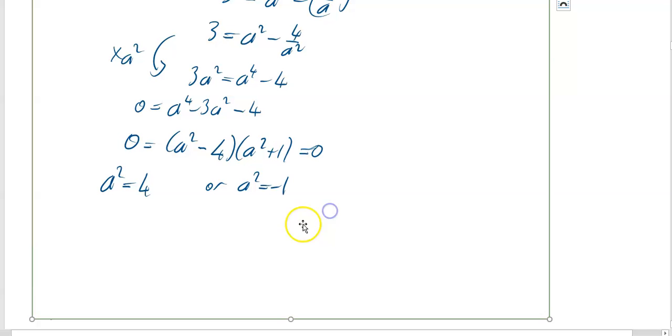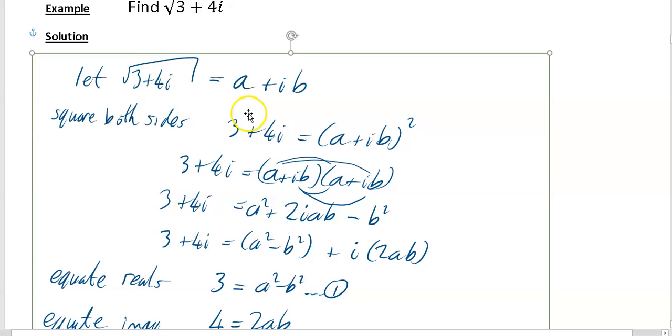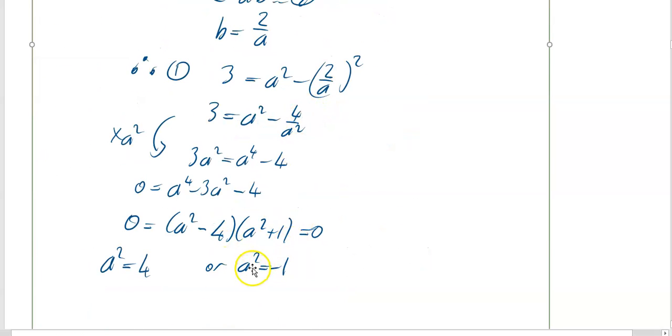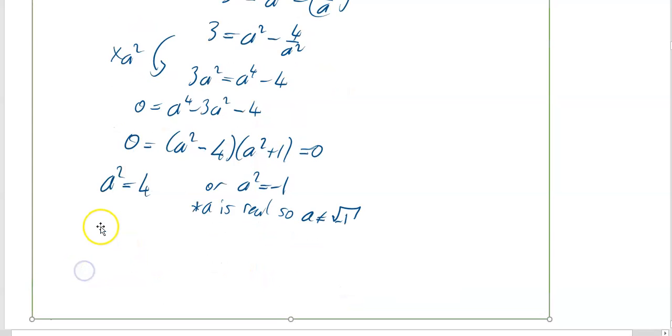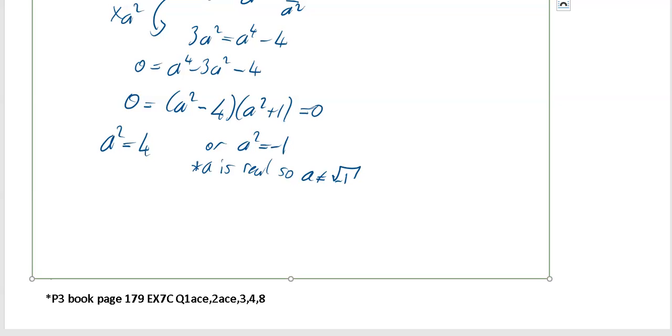Now let's put the brakes on a wee bit and go back to the start. We've got this far. This is your complex number. A and B are real numbers. So we can't have this one because this would give you an imaginary number. So we'll just say a is real. So a is not equal to the square root of minus 1. So we can ignore that one. Okay, so we're just working with this one, which makes life an awful lot easier.